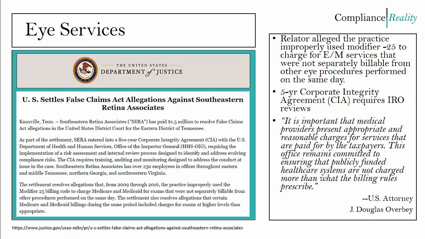That includes Medicare claims, often Medicaid, TRICARE, some other payer types. And so that's why this statement by the U.S. attorney is talking about services paid by the taxpayer, because tax dollars obviously fund a lot of those programs.